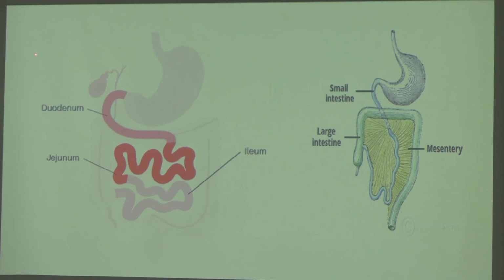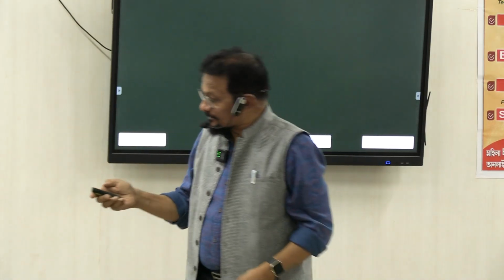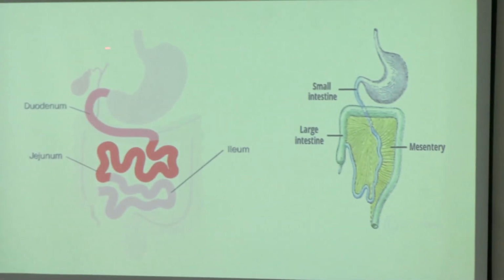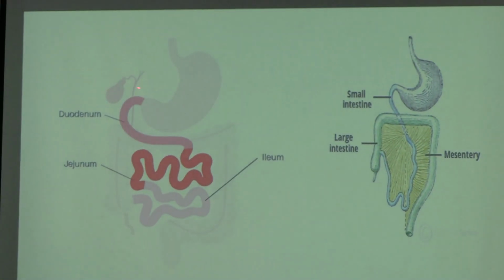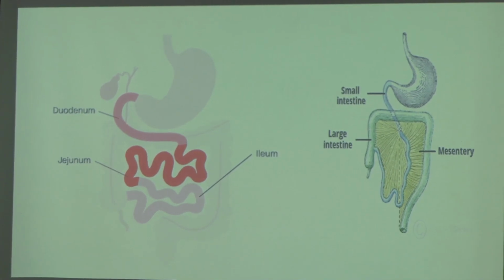So, the right lobe will produce one bile duct, the left lobe will produce one bile duct. They will combine and form a common duct. This is the common duct, common hepatic duct. And this duct, while coming down from the liver, one branch is produced that connects to the gallbladder.